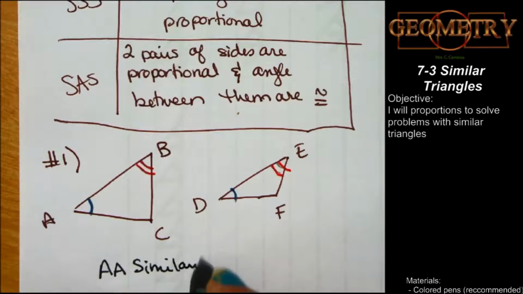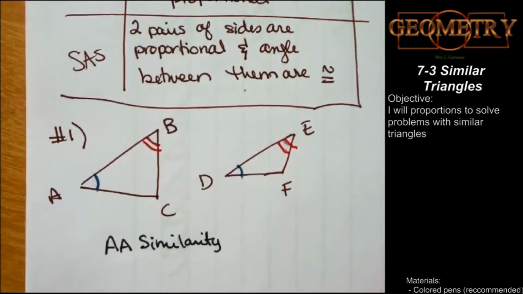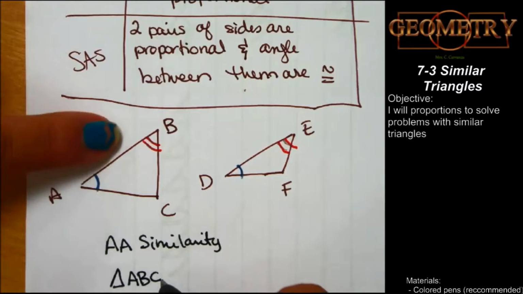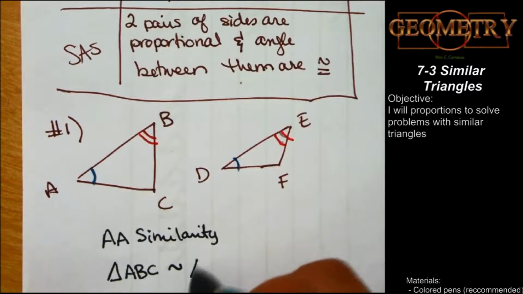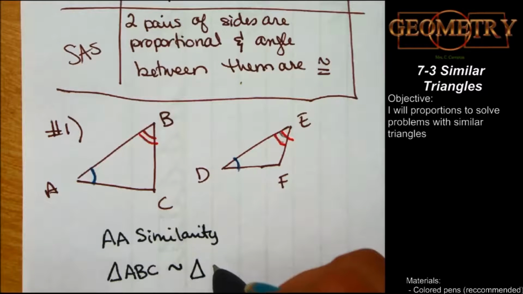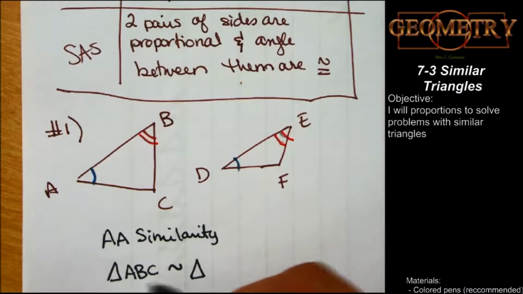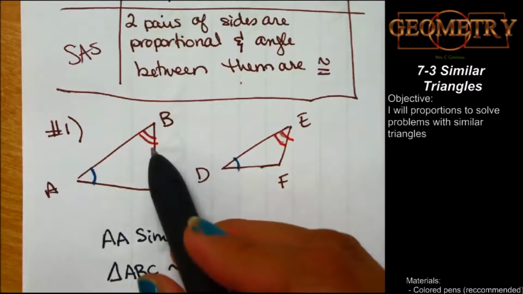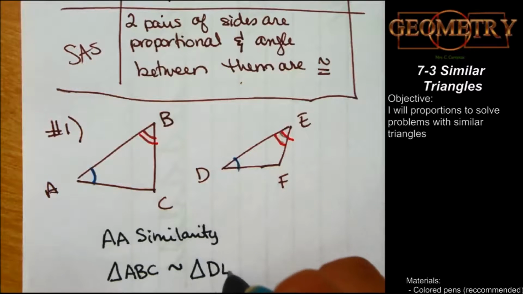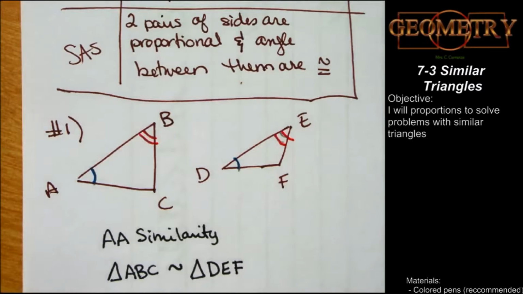Now we have to write a similarity statement, and so we'd write that as triangle ABC, that's the name of this first triangle, and the symbol for is similar to is a single tilde, then triangle, and we need to do corresponding parts. So angle A corresponds to angle D, angle B corresponds to angle E, and C corresponds to F. And so that would be my first similarity statement.